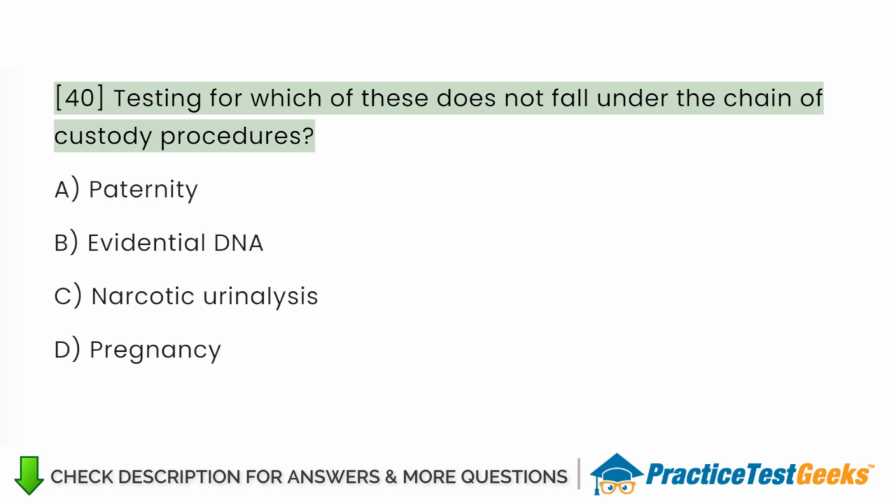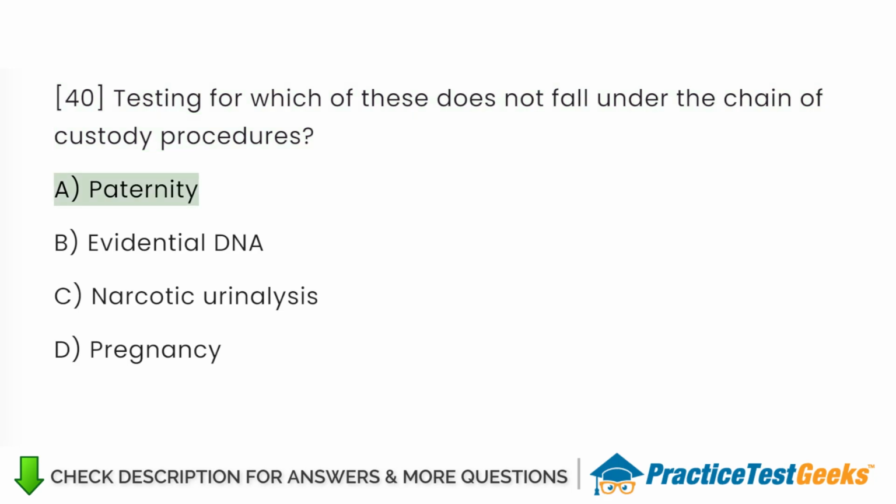Testing for which of these does not fall under the chain of custody procedures? A. Paternity. B. Evidential DNA. C. Narcotic urinalysis. D. Pregnancy.